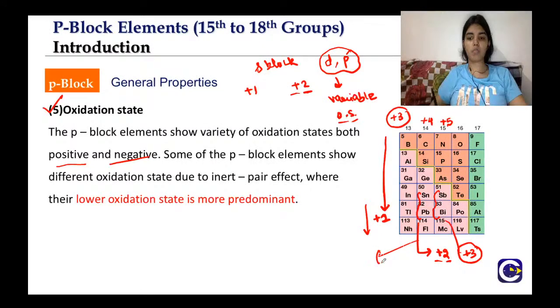This extra stability of the lower oxidation state as we move down the group is known as what? The inert pair effect.